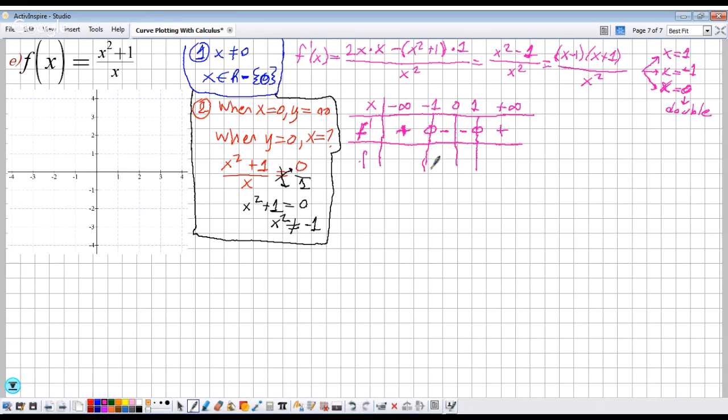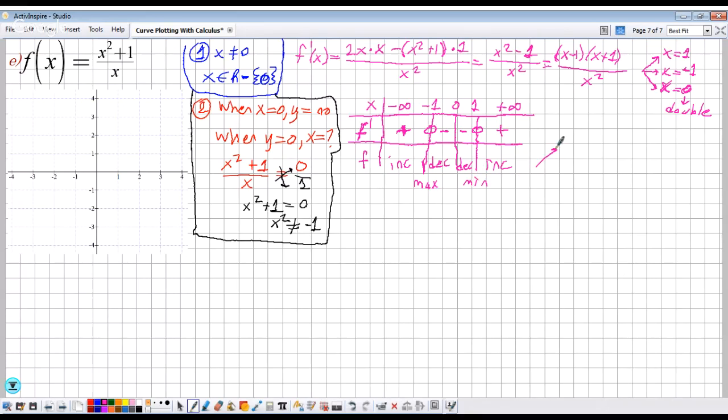So now the real function in here will be increasing, then decreasing, then decreasing again, then increasing again. Do we have any maximum or minimum? From increasing to decreasing, here we have a maximum value. From decreasing to increasing, here we have a minimum value.